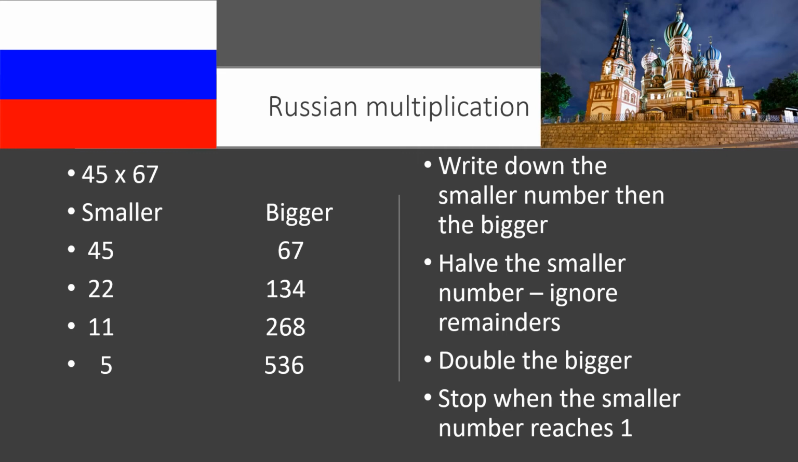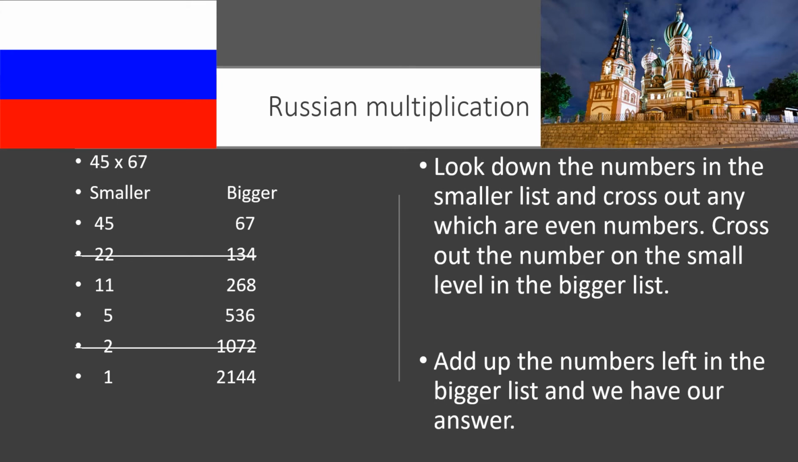And repeat, half of 5 is 2.5. Ignore the half, so we'll just have 2 there, and double 536 was 1072. And once more, because we keep going until the smaller number reaches 1. So half of 2 equals 1, and double 1072 equals 2144. So all we're doing here is halving the smaller number and doubling the bigger number. And just remember, when we halve, we ignore any remainders.